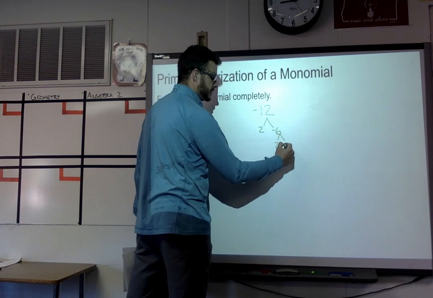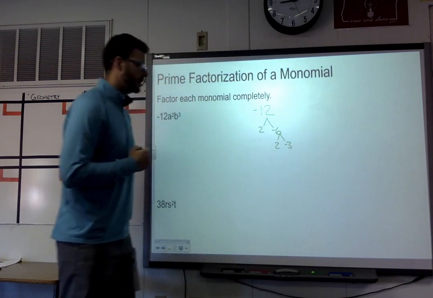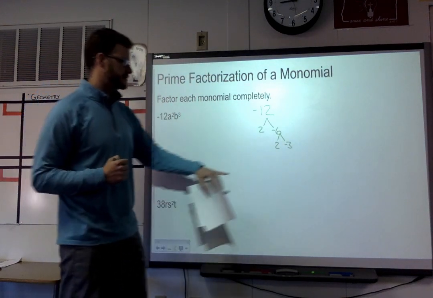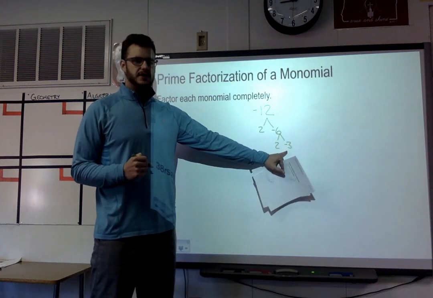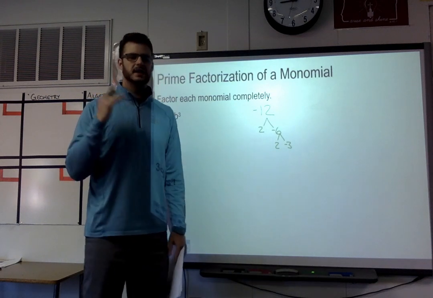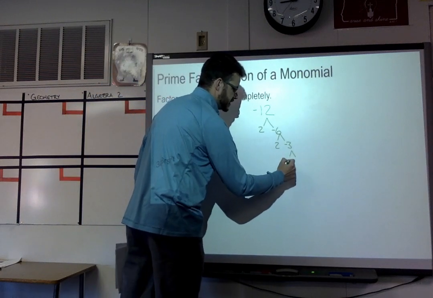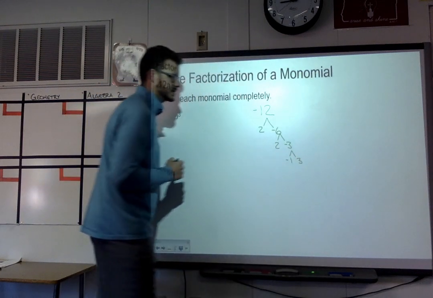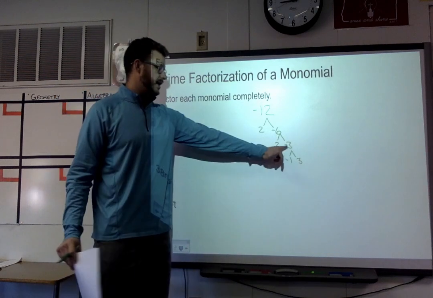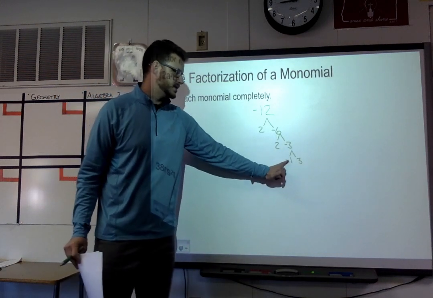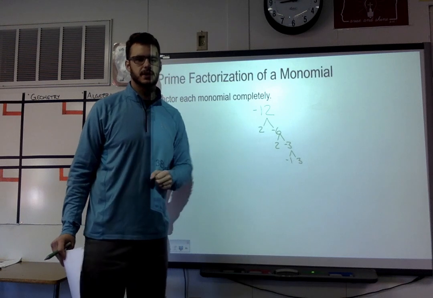Negative 6 could be 2 times negative 3. Now when you're factoring these, if you end up with a number like negative 3, a negative number greater than 1, then you want to break that down to negative 1 times the number. So again, we had negative 3, so we broke that down to negative 1 times 3.